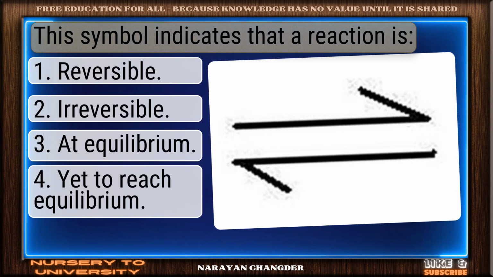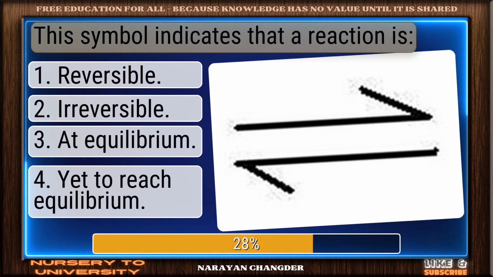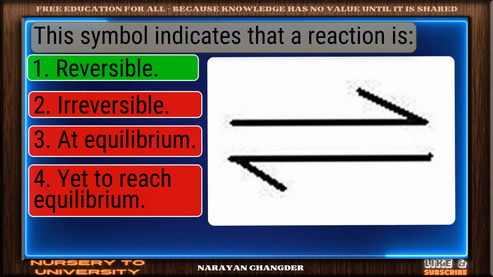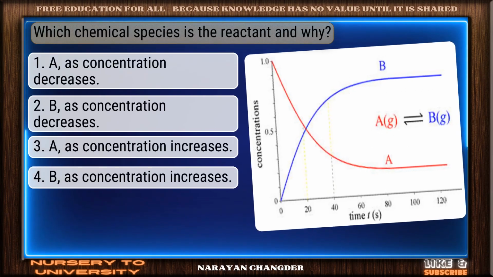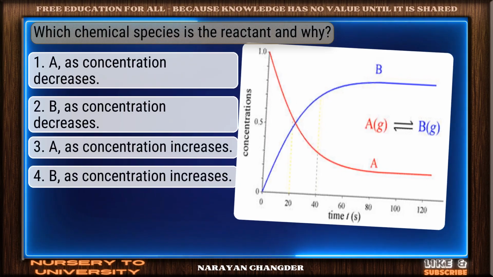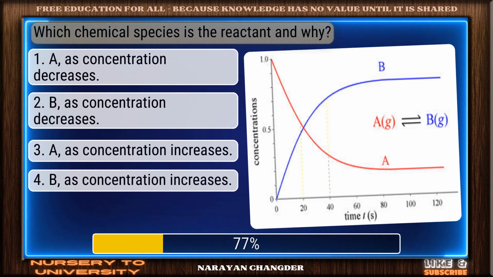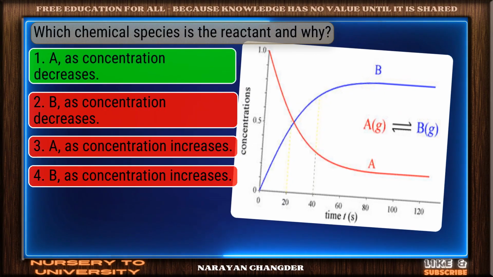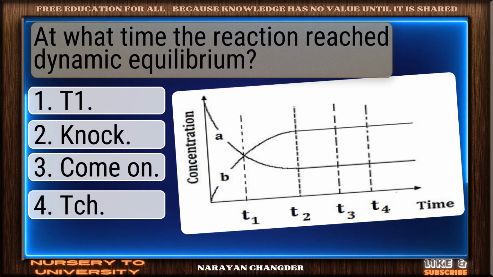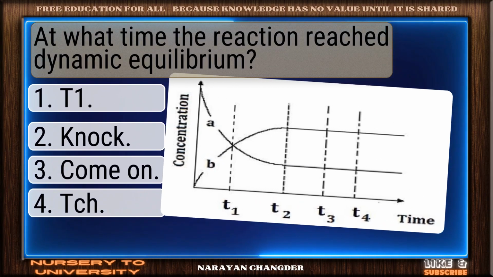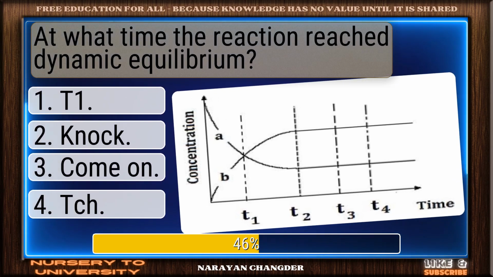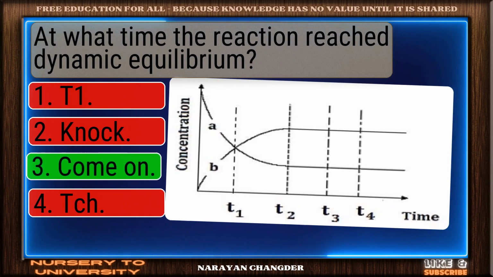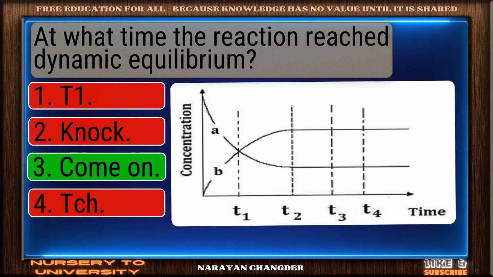This symbol indicates that a reaction is... Strong choice. Reversible is the right answer. Which chemical species is the reactant and why? Valid point. A, as concentration decreases, is true. At what time did the reaction reach dynamic equilibrium? Nice work. You chose the correct time, and it is correct.